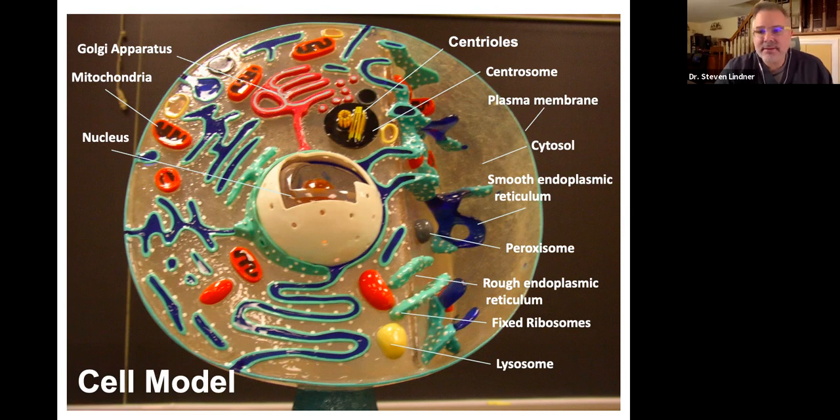Okay, let's take a look at what else we have here. We have this yellow vesicle called a lysosome and this gray one called a peroxisome. They sound similar, but we'll see shortly that they are different, lysosome and peroxisome.